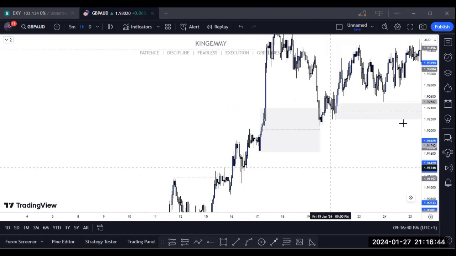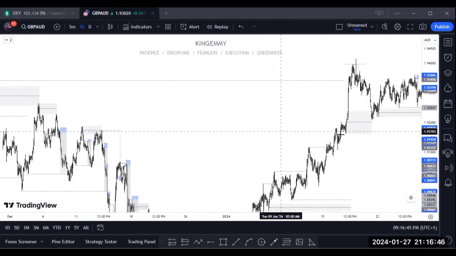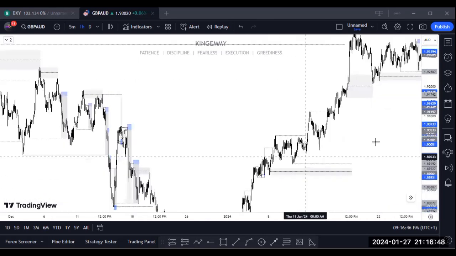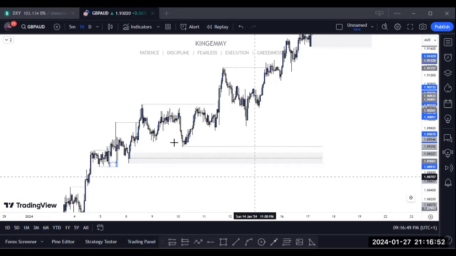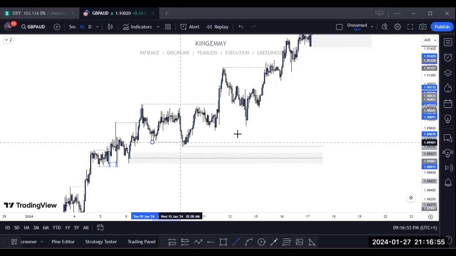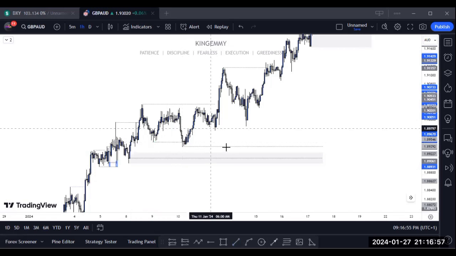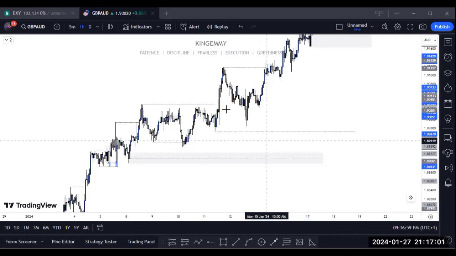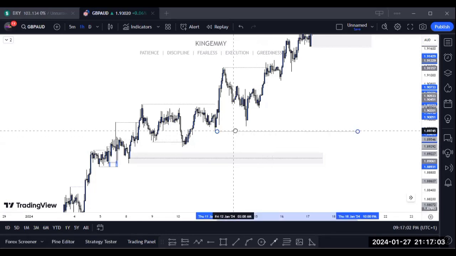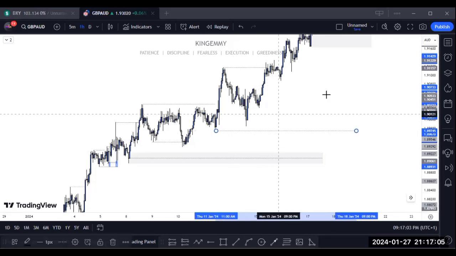Why? Because the market is overall bullish. I just wanted price to sweep the previous low, just like it did here. Watch. Just like it did here, it took out this liquidity, took out that liquidity, and created an inducement for me, right? And price didn't sweep it. I was waiting for price to sweep it, but price didn't. Price does its own thing.